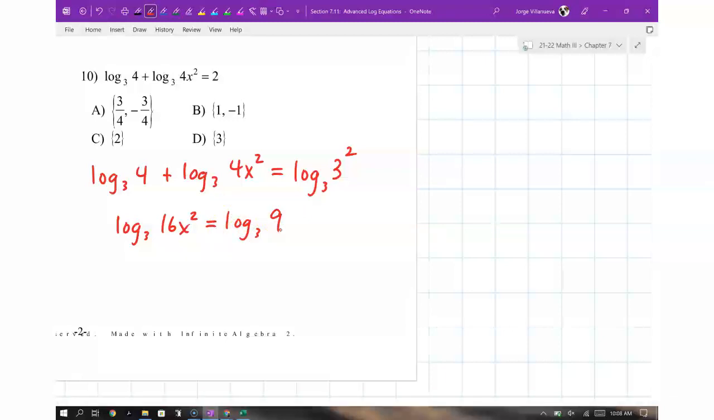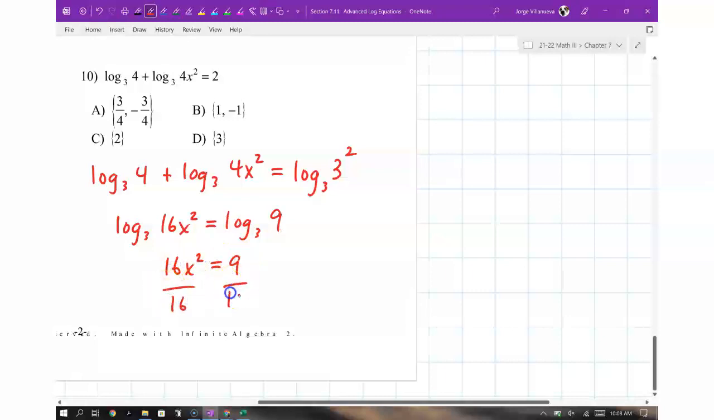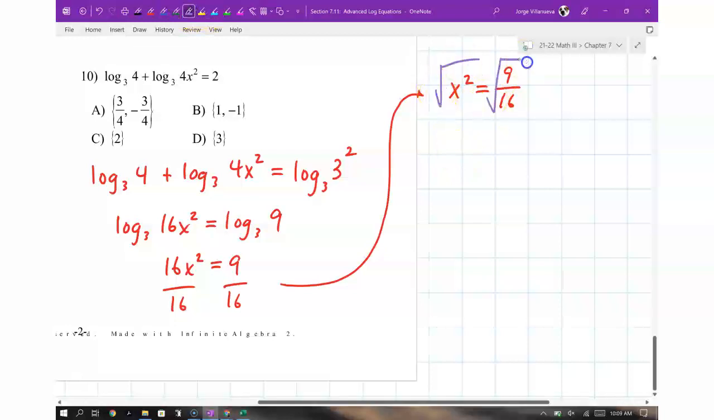Okay, and now let's just set them equal to each other. So 16x squared equals 9. We'll divide by 16. Put that over here, equal to 9 over 16. And if I take a square root of both sides, so x is equal to plus or minus, the square root of 9 is 3, and the square root of 16 is 4. So there you go. Two different answers. You can see them right here. Part A.